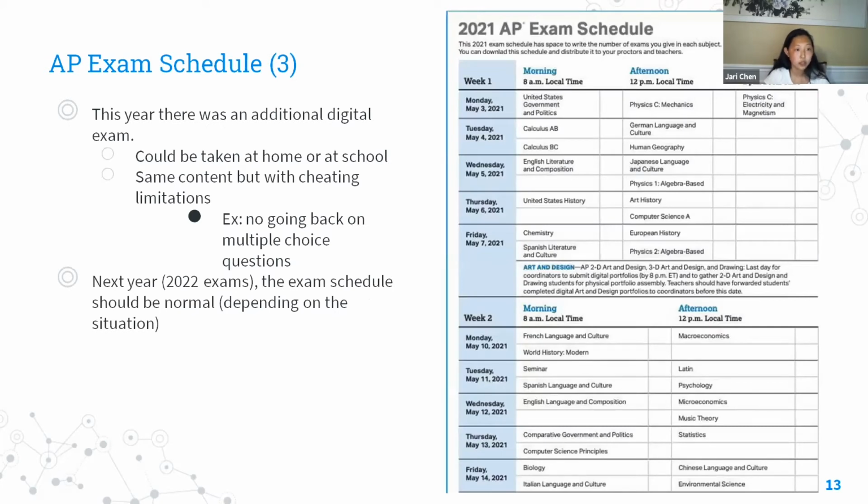So this year there was an additional digital exam. That means you could take your exam at home or at school through the online format, and it tested all of the same content, but with cheating limitations. For example, when you had the multiple choice section, there was no going back once you finished a question, and there are other limitations like that.